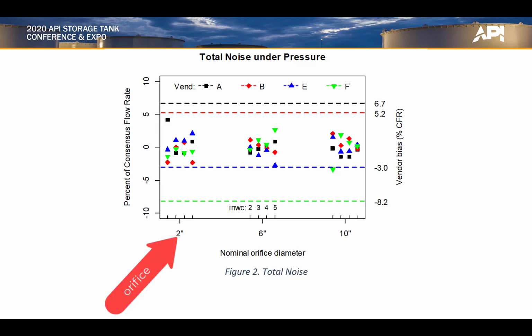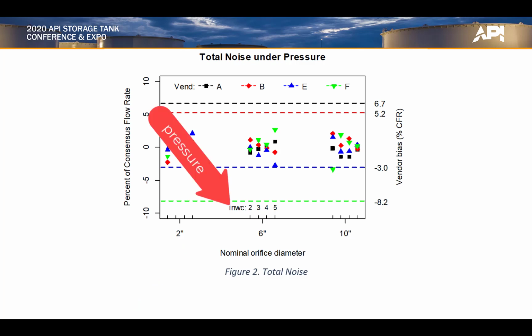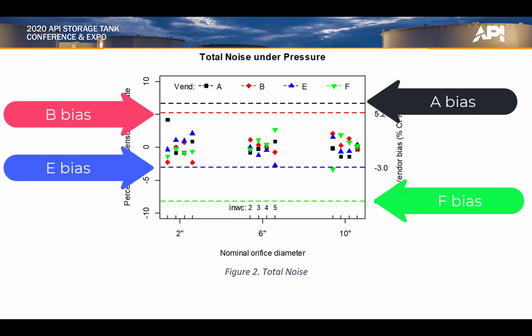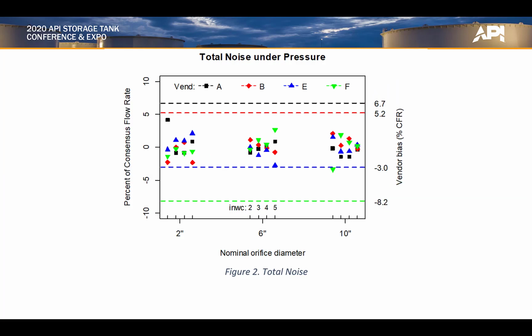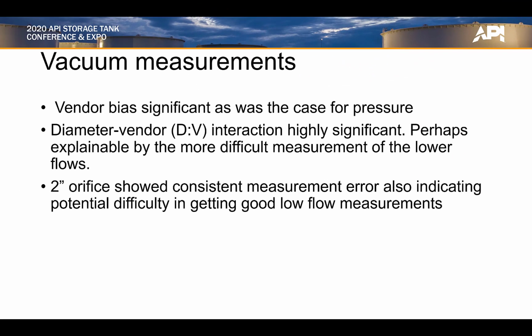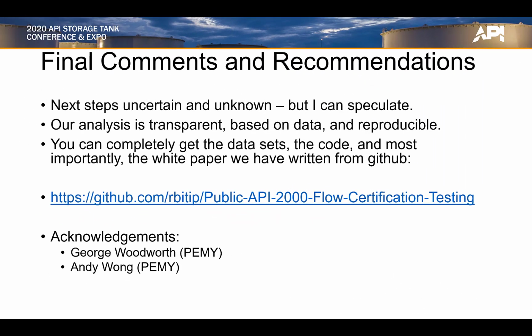The horizontal axis shows the nominal orifice diameter as major ticks and nominal pressure difference as minor ticks. Solid symbols are noise, whereas the dotted lines are vendor bias. The vendor bias stands out above the noise, which is what it means to be statistically significant. I will simply say that vacuum measurement errors had a similar magnitude of error from the consensus flow, meaning that both pressure and vacuum flow certification is at best inaccurate and possibly unreliable. The next steps are uncertain and unknown. They are up to the decision of the leadership at API 2000.